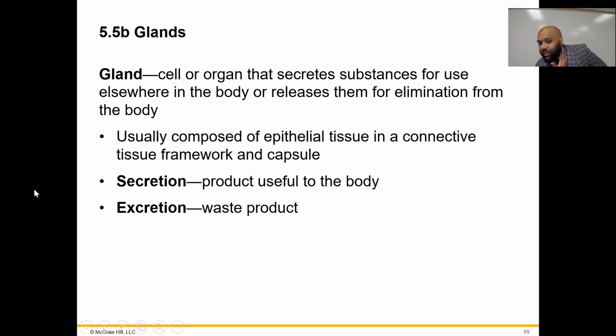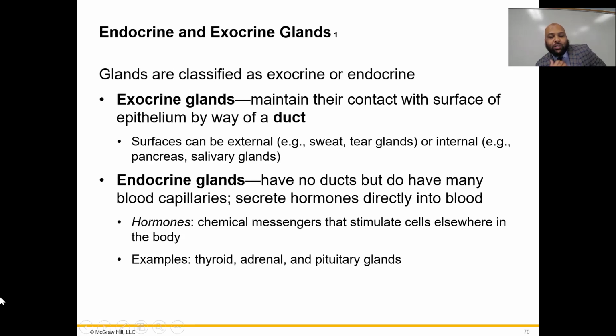Glands. Glands are cells or organs that secrete substances for use elsewhere in the body, or release them for elimination from the body. Usually they are composed of epithelial tissue in a connective tissue framework and capsule. In secretion, the product is useful to the body, and in excretion it is useless and harmful to the body. We have to understand that glands come in 2 types: endocrine glands and exocrine glands.